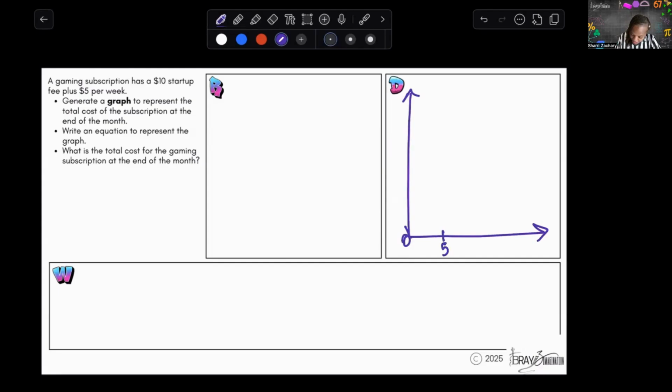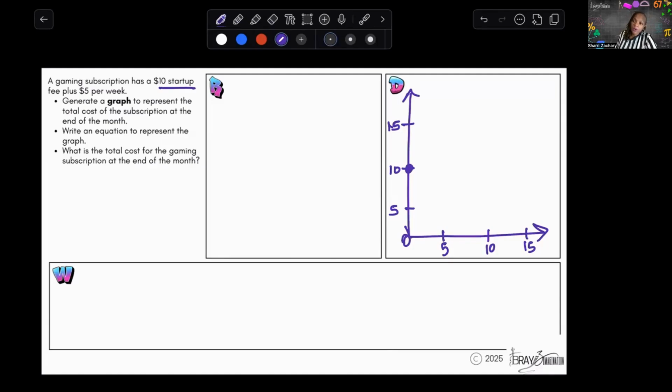I'm going to use my 5s again because it seems to be working for me. At least I hope. Okay, and so it says a gaming subscription has a $10 startup fee. Well, if it's a $10 startup fee, that means that my y-intercept is at 0, 10. $10 startup fee plus $5 per week.